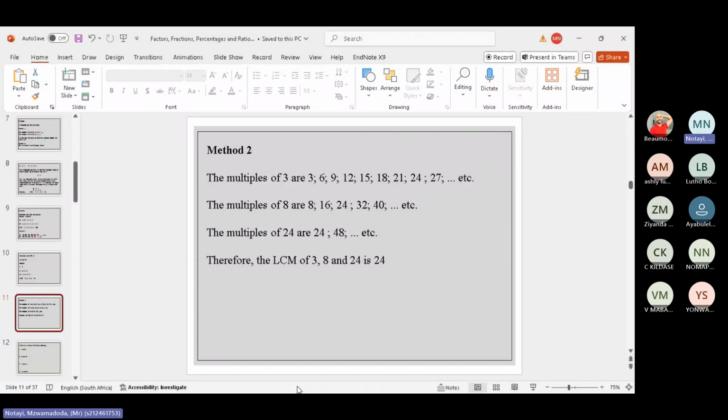Okay, so the multiples of 3 are 3, 6, 9, 12, 15, 18, 21, 24, 27. Multiples of 8 are 8, 16, 24, 32, 40, 48, and so on. Multiples of 24 will be 24, 48, and so on. So looking at the list, you see that the lowest of those multiples is 24. So the LCM of 3, 8, and 24 is 24.